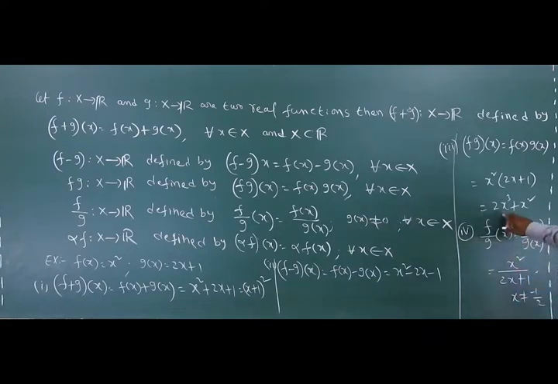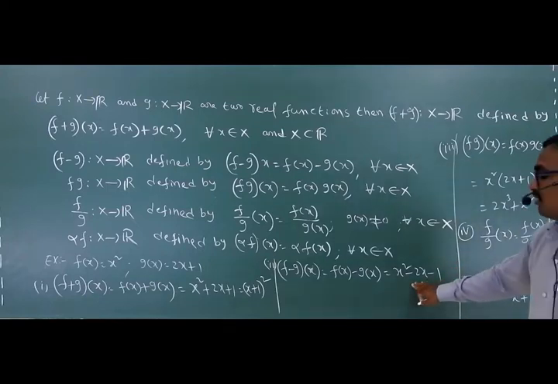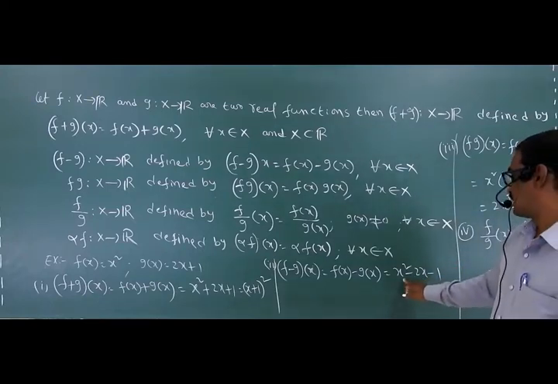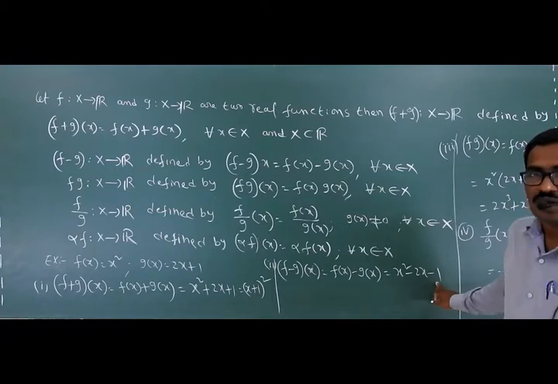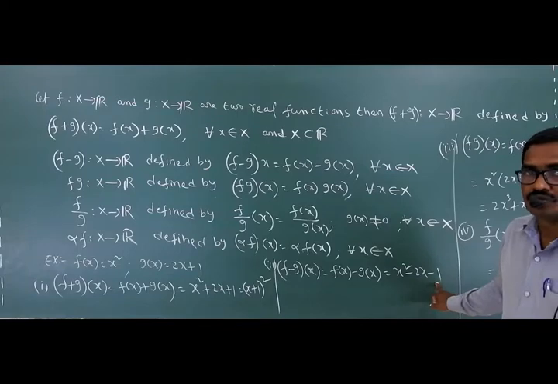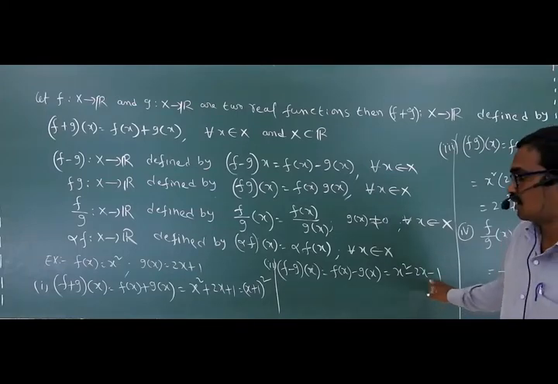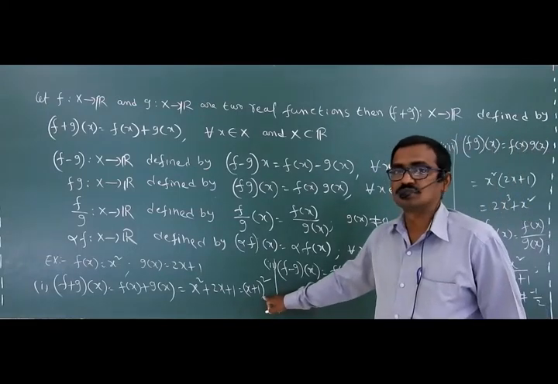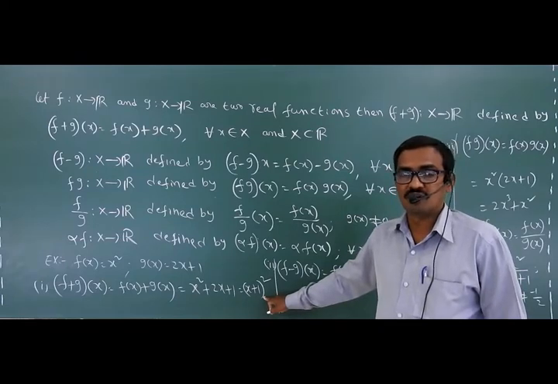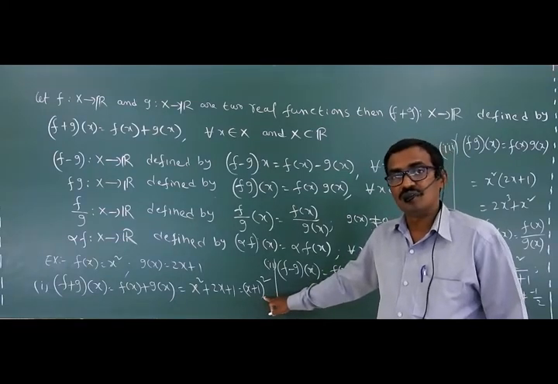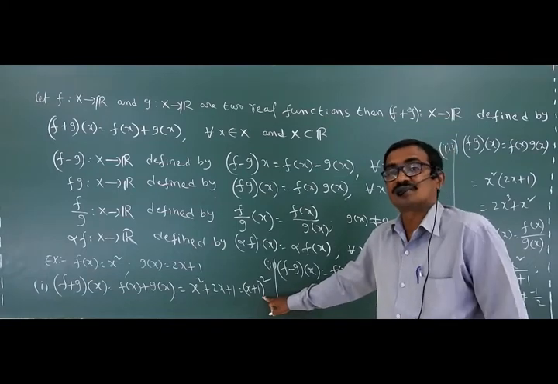And see here, 2x cube plus x square is a polynomial function. It is defined on every real number, so its domain is capital R. In the same way, f minus g of x equal to x square minus 2x minus 1 is also a polynomial function. It is defined for every real number, so its domain is capital R. Now come to this function, x plus 1 whole square. It is also a polynomial function, defined for every real number. That's why its domain is capital R.